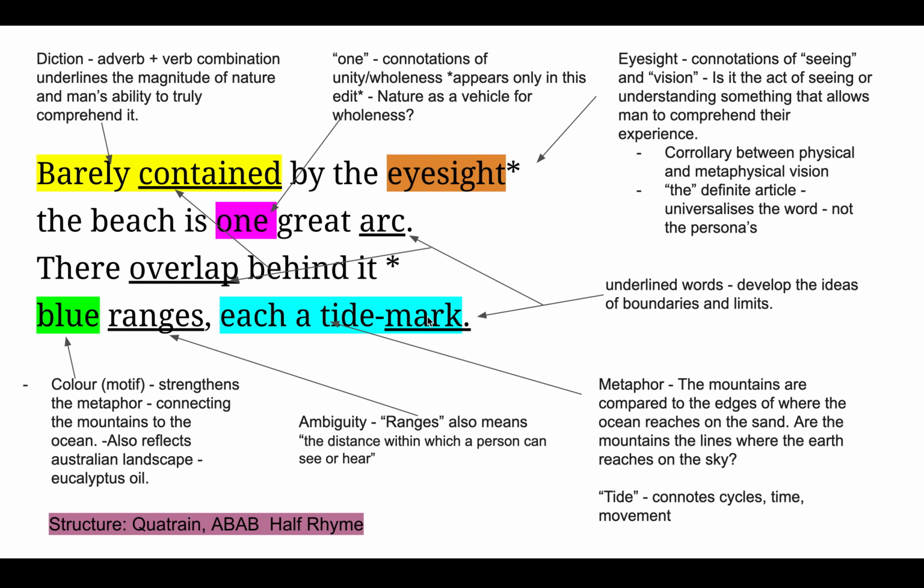Now this stanza ends in a metaphor, each a tide mark. So the mountains are compared to the edges of where the ocean reaches on the sand. Now, he's there comparing the mountains or the blue ranges to that, and that to me brings up the question, are the mountains the lines where the earth reaches on the sky? So you have this meeting of two worlds, land and sea, and then land and sky.